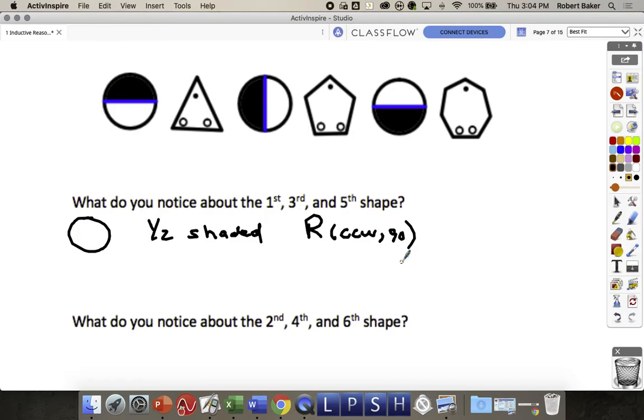I assume the process repeats. Maybe. What do you notice about the second, fourth, and sixth shapes? Okay, the second one's a triangle. Man, y'all gonna struggle with this one. I'm gonna enjoy this. But go with the obvious one first. What's the most obvious thing that they all share? The dots, right? Okay, what is specifically about the dots?